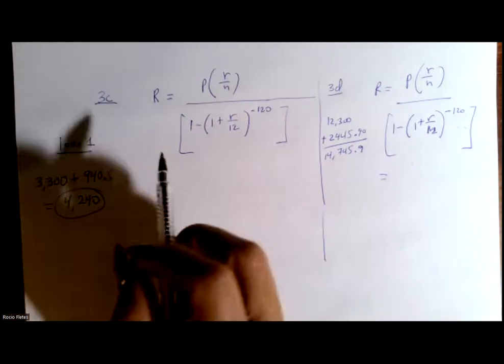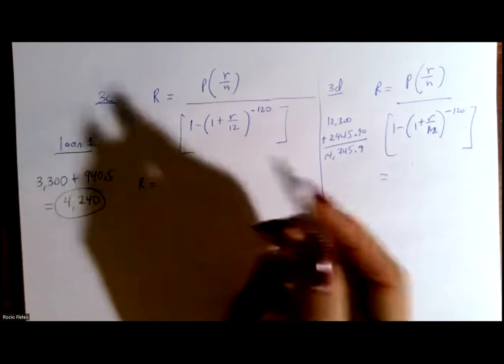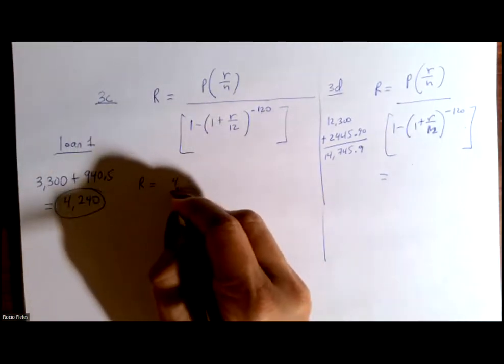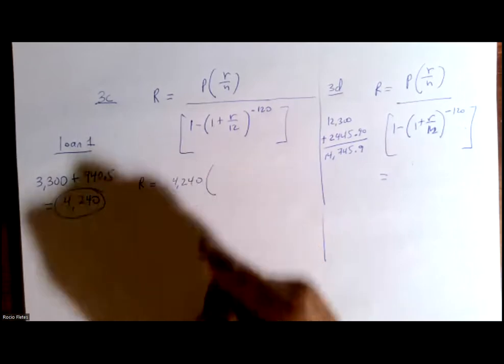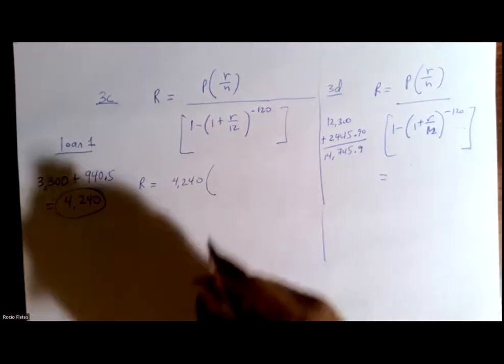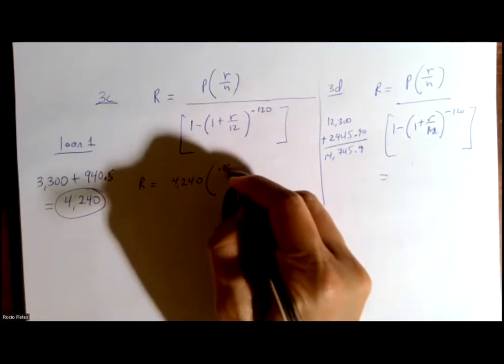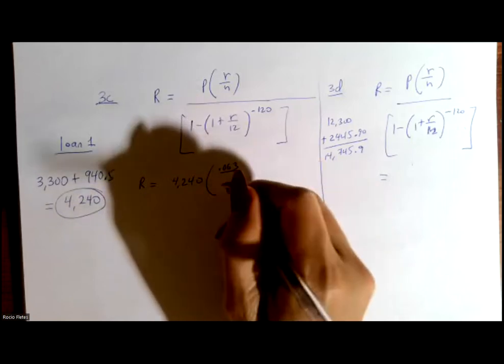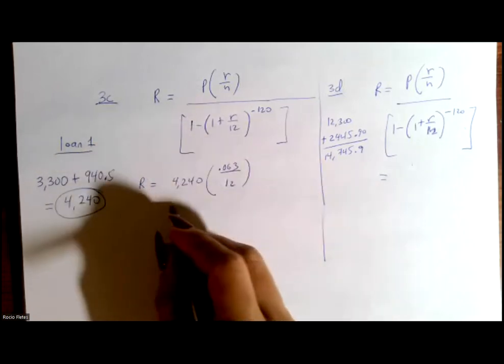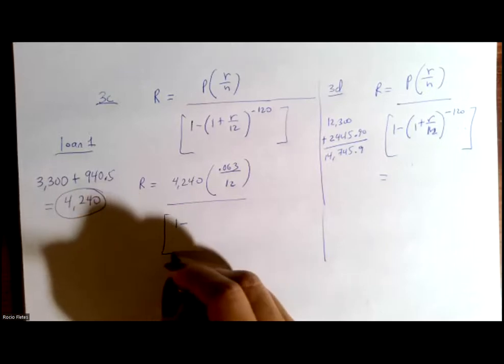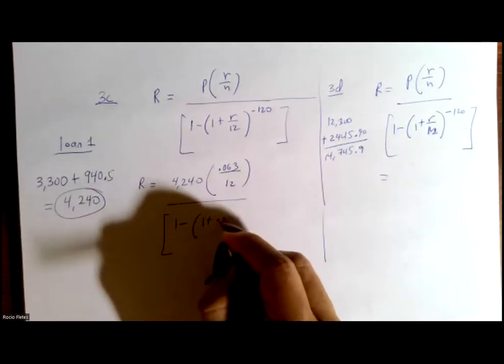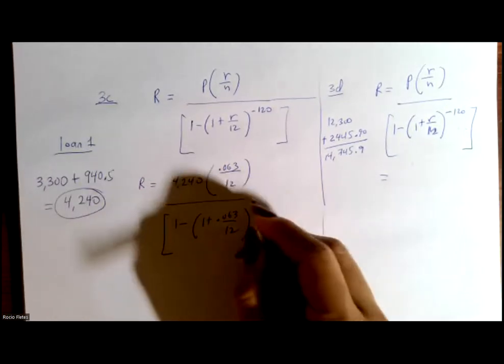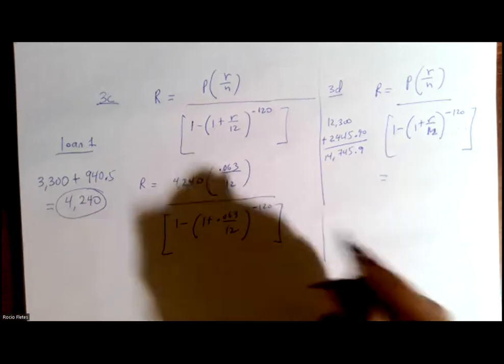So I'm going to do the first one here. Principal here is going to be 4,240. The interest rate for this loan is 6.3%, so 0.063. We have 12 payments. And then we divide by 1 minus 1 plus 0.063 divided by 12 raised to the negative 120.